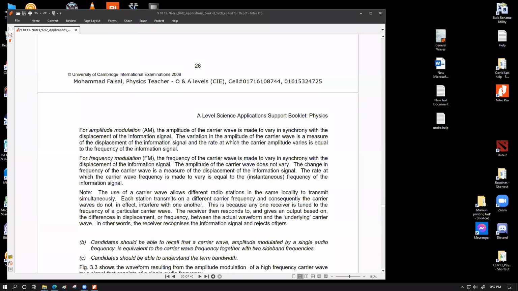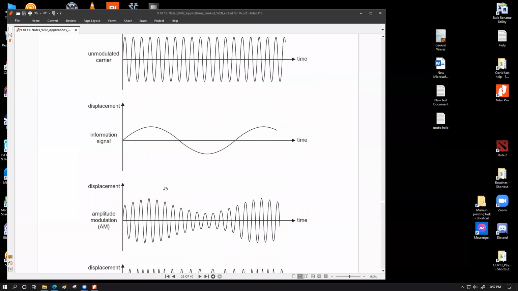Now, we can easily avoid that problem if we use a different carrier wave for each radio frequency tower. What I'm trying to say is, if this information signal is a voice signal for human beings, the typical range for this signal is from 20 hertz to 20 kilohertz. That is the typical human audio hearing range.